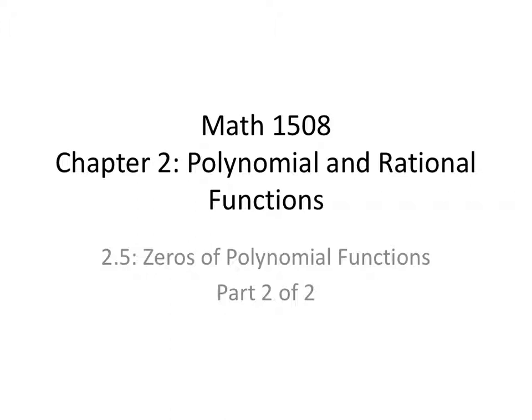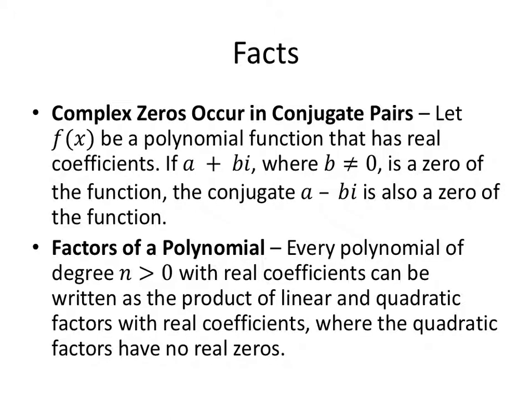In part 1, we looked at the rational zeros theorem. Here in part 2, we're going to look specifically at complex zeros and Descartes' rule of signs. So a couple of facts to get us started. First of all, complex zeros always occur in conjugate pairs.